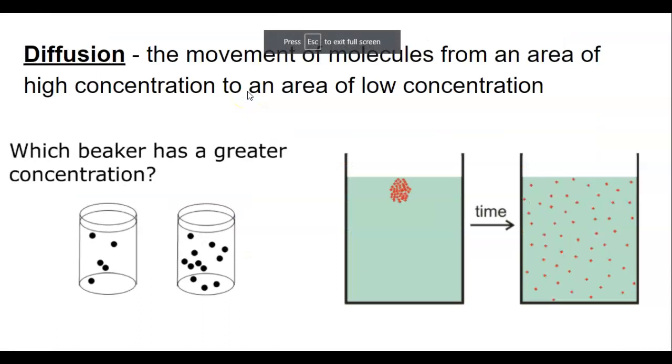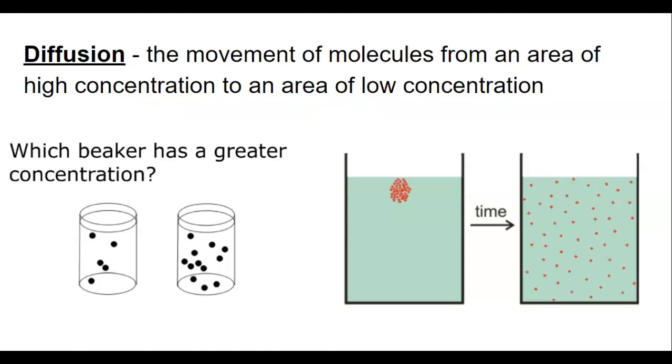Diffusion is the movement of molecules from an area of high concentration to an area of low concentration. So this I need you to write down, okay? This is the first thing you should be writing down after your title. Notice molecules, okay, movement of molecules from high to low.